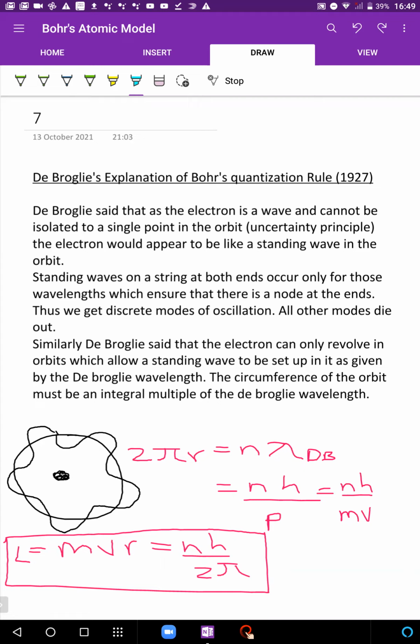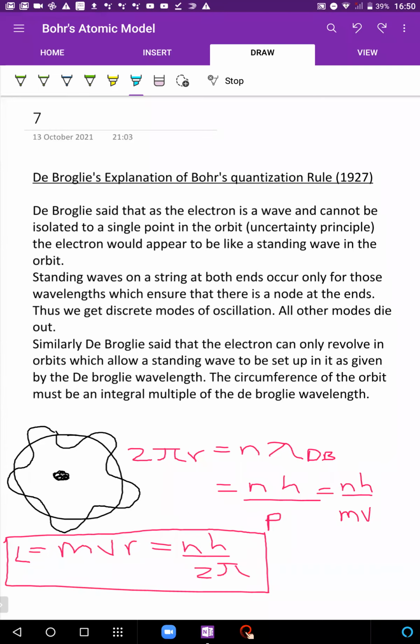Later, when you learn quantum mechanics in your first year of engineering, you'll understand that if an electron is in a box, it's not a particle inside the box. It's like a standing wave set up inside the box with several modes of oscillation. So that's how the wave nature of the electron in a way behaves.